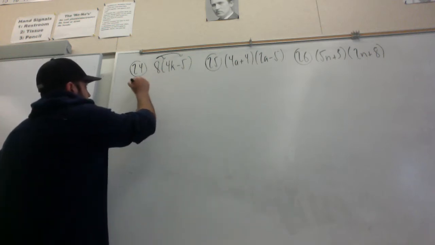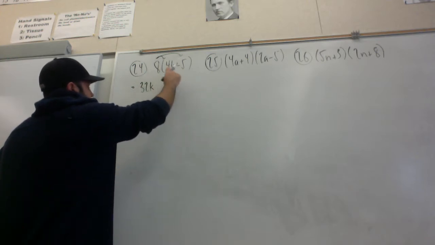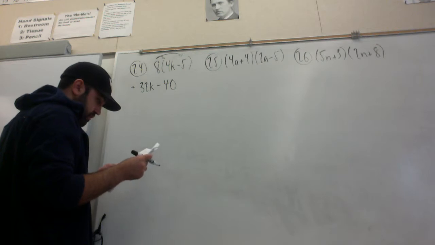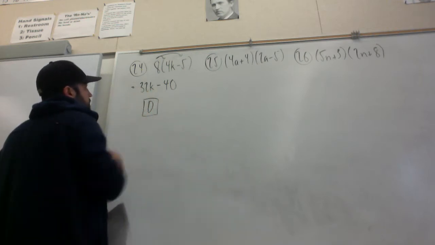So 8 times 4k is 32k. 8 times negative 5 is negative 40. And so that would be D is the answer for that one.